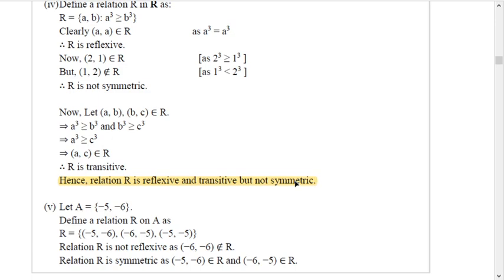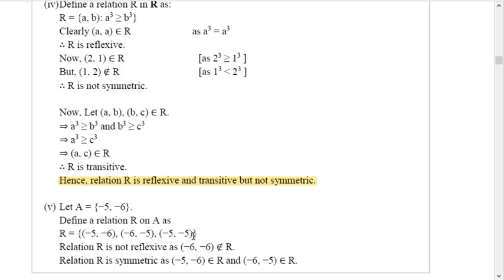Next, A equals {-5, 6}. Define a relation R on A as R = {(-5, 6), (6, -5), (-5, -5)}. We have to find the relation such that R is symmetric and transitive but not reflexive. For reflexive, the same element pairs would need to exist, meaning (-5, -5) and (6, 6) would both have to exist. So we have introduced one element (-5, -5), but (6, 6) is not introduced.